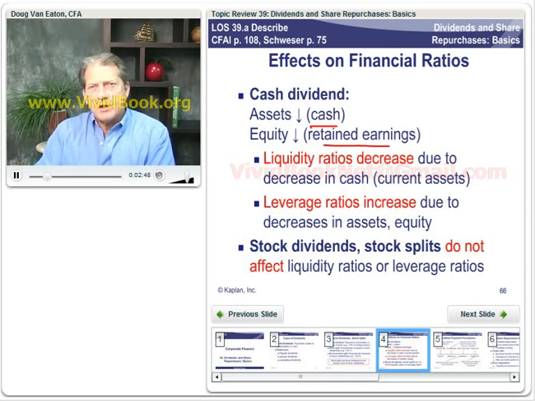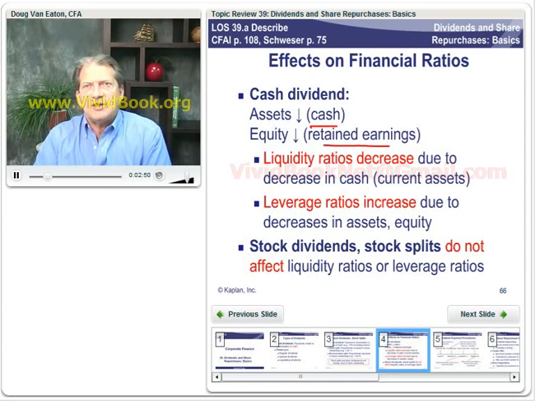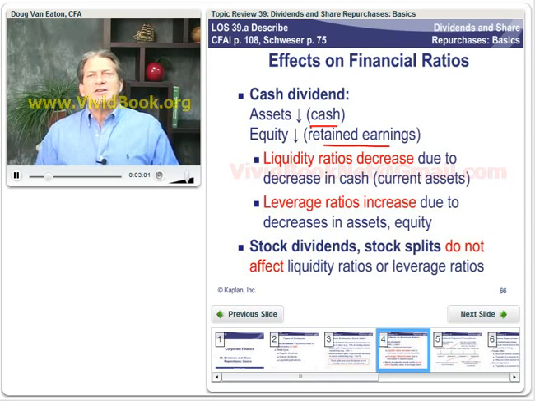So our liquidity ratios decrease due to this decrease in cash, which is part of our numerator for our liquidity ratios. And our leverage ratios increase because we've had a decrease in assets and a decrease in equity. So debt to equity would go up and debt to assets would go up. Stock dividends and stock splits don't affect any of these liquidity ratios or leverage ratios.